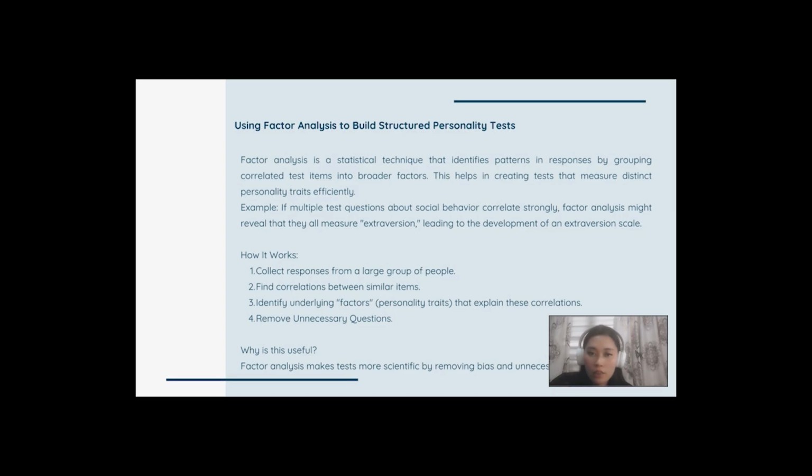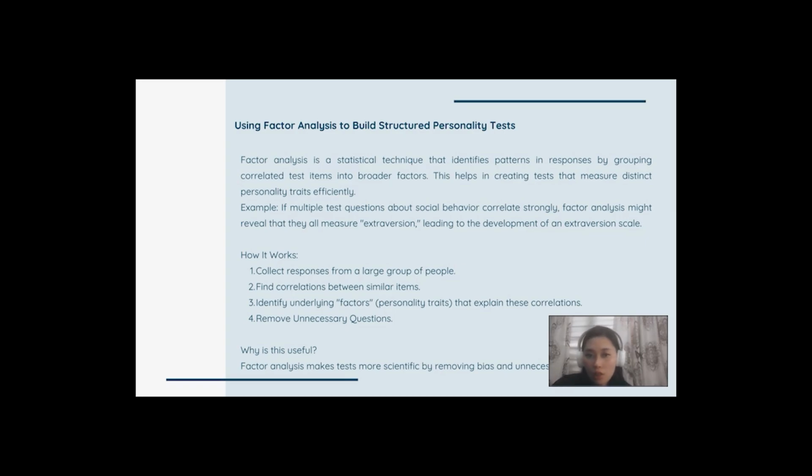Using factor analysis to build a structured personality test. Factor analysis is a statistical technique that identifies patterns in responses by grouping correlated test items into broader factors. This helps in creating tests that measure distinctive personality traits efficiently. Factor analysis is used to group related questions together to identify key personality traits. If multiple test questions about social behavior correlate strongly, factor analysis might reveal that they measure extraversion, leading to the development of an extraversion scale.